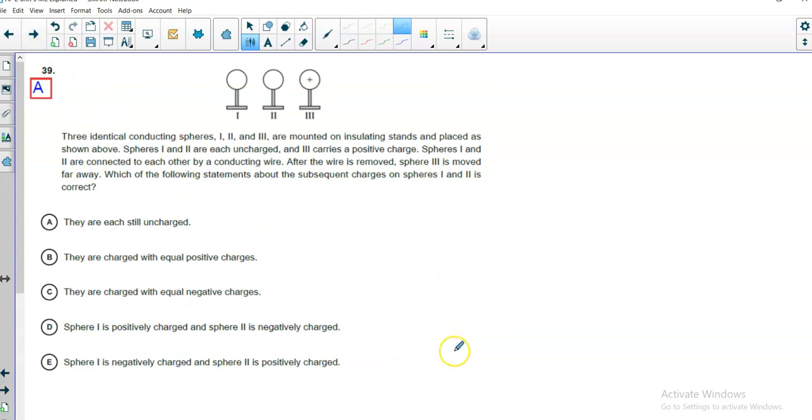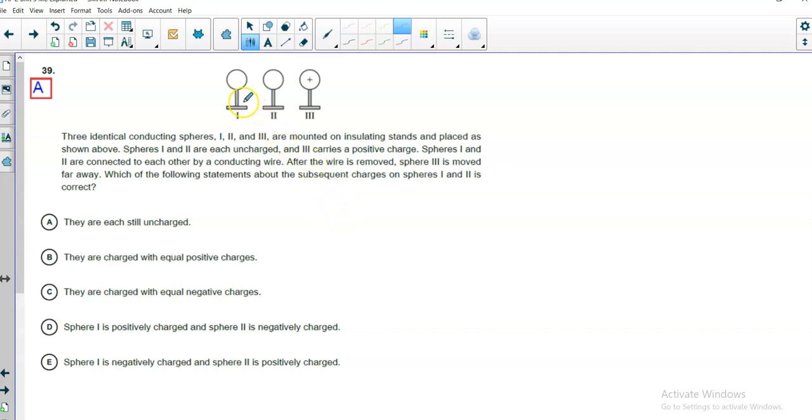Three identical conducting spheres, 1, 2, and 3, are mounted on insulating stands and placed as shown above. Spheres 1 and 2 are each uncharged, and 3 carries a positive charge. Spheres 1 and 2 are connected to each other with a conducting wire that they don't show. After the wire is removed, sphere 3 is moved far away. Which of the following statements about the charge is okay?